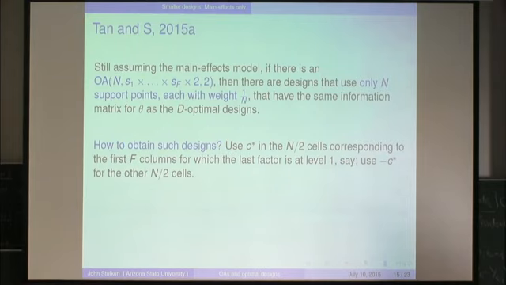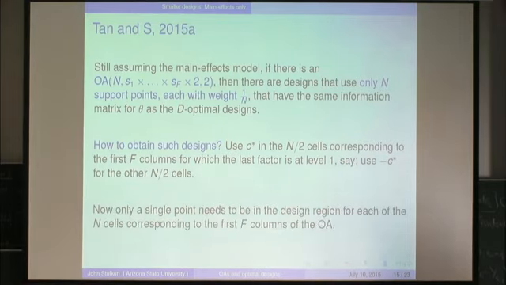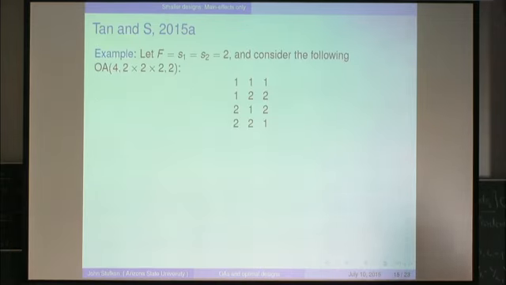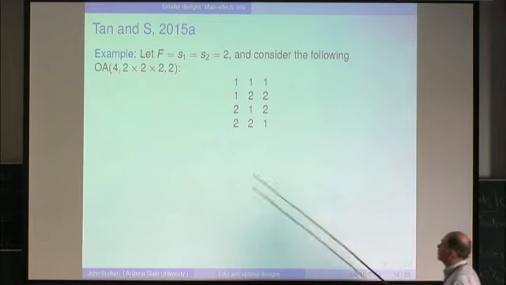And that design turns out to be d-optimal. So now only a single point needs to be in the design region for each of the n cells corresponding to the first f columns of this orthogonal array. And again, it's less of a restriction on the design space. So here's a small example, kind of a toy example.